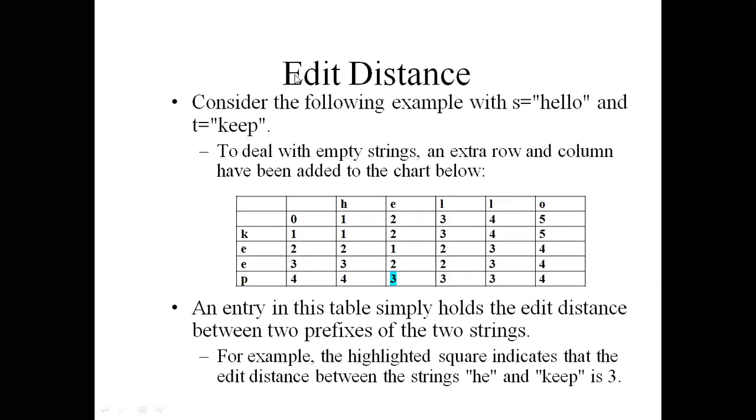Now see the dynamic programming technique for edit distance. Consider the following example with S equal to hello and T equal to keep. So we are using two strings, one is HELLO, another one is KEEP. To deal with empty strings, an extra row and column have been added to the chart. For the null string we are using this extra column and this extra row.